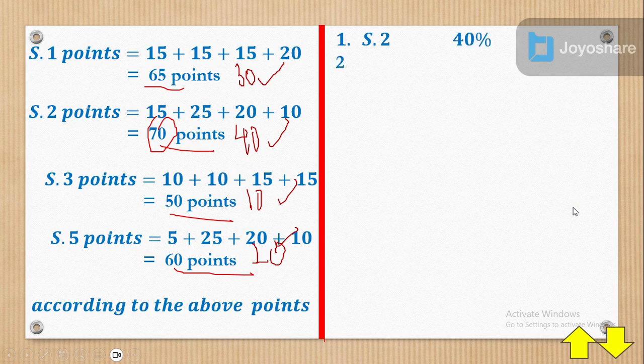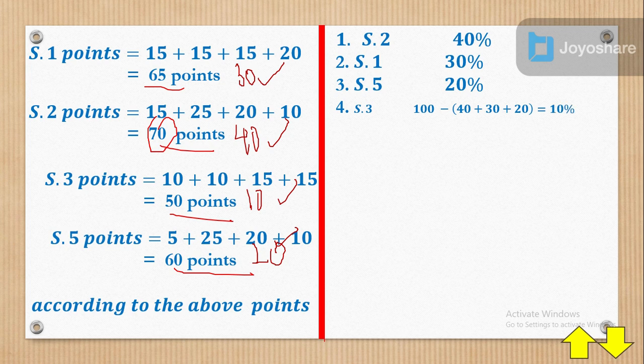So the position number 1 is senior 2 and will take 40%. Position number 2 is senior 1, will take 30%. Position number 3 is senior 5, take 20%. And position number 4 is the remainder, which has been 100 minus the total of the others, which will give you 10%.